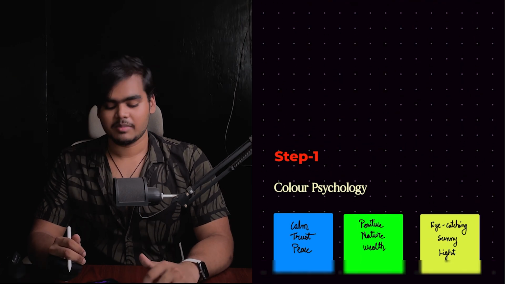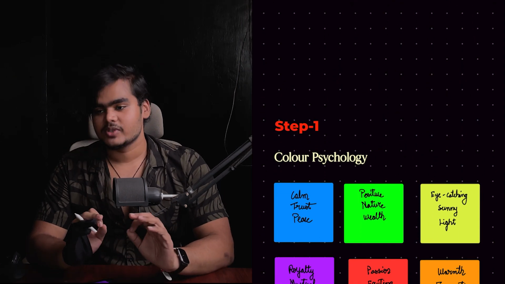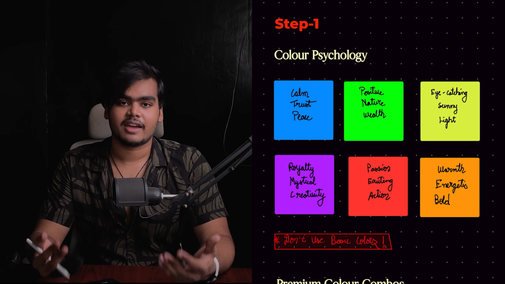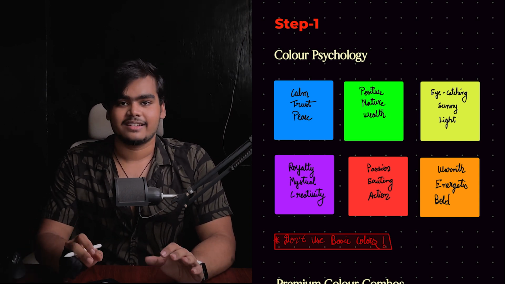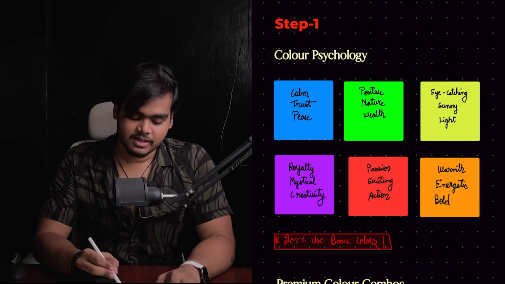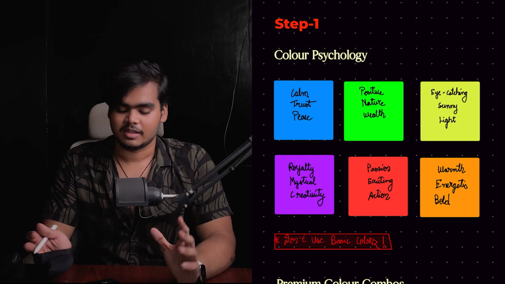So yeah, step number 1, the most important and the most ignored step, picking up the right colors for your brand. So step 1 is to understand the color psychology. As you can see, I have put all the colors here, the main colors.